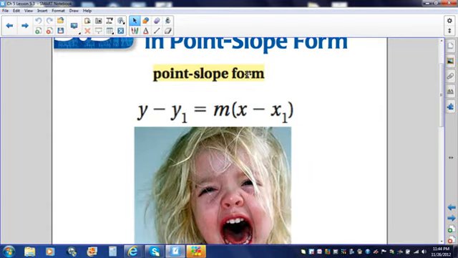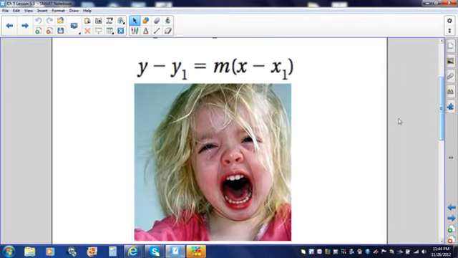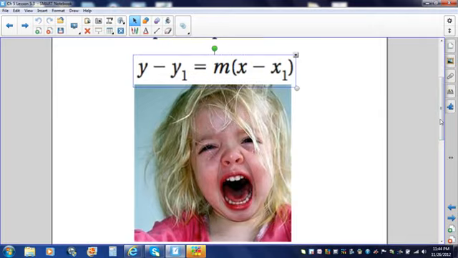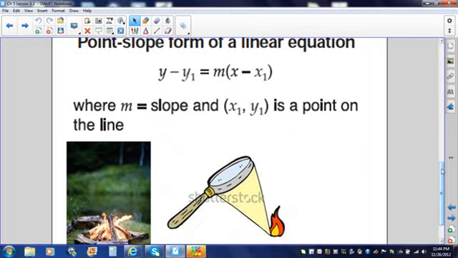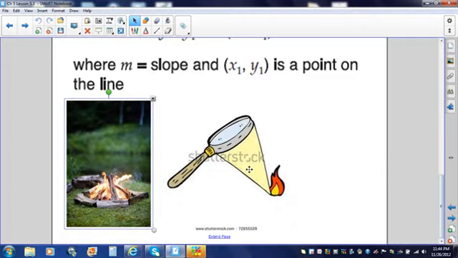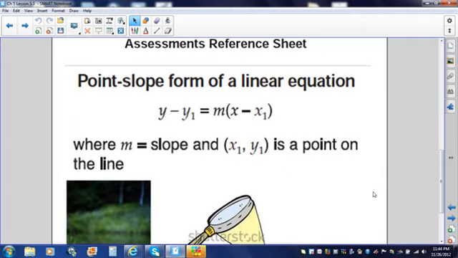Point slope form is y minus y1 equals m parentheses x minus x1. And don't worry, I don't want to hear you crying, because you do not have to memorize this formula. This formula will be on your EOC review sheet. But you should be familiar with it, or you should be able to start the campfire with a magnifying glass. M is going to stand for your slope, and x1, y1 is going to be our ordered pair.